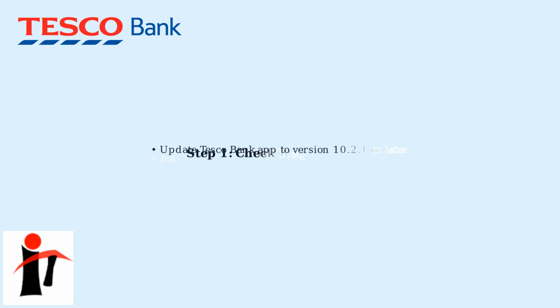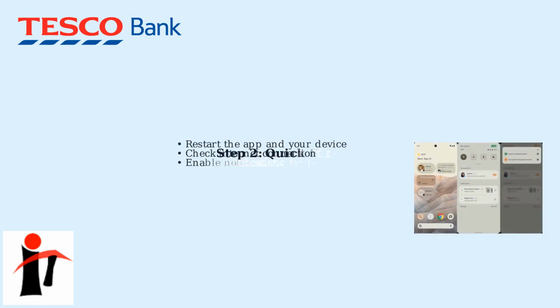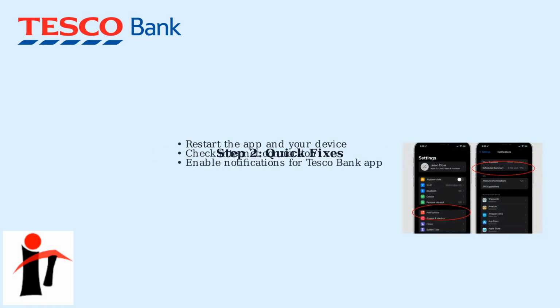First, ensure your app is up to date to version 10.2.1 or later, and your device meets the minimum requirements of iOS 15 or Android 12. Then, try these quick fixes. Restart the app on your device, check your internet connection, and enable notifications for the Tesco Bank app.